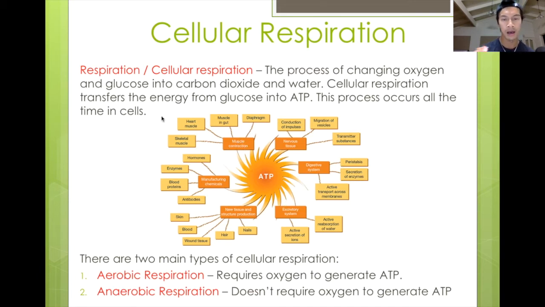Now, in cellular respiration, there are two main types. The first one is called aerobic respiration, aerobic meaning that it requires oxygen in order to generate the ATP. And then there's anaerobic respiration, which means it doesn't require oxygen in order to generate ATP. We're going to take a look at both processes.